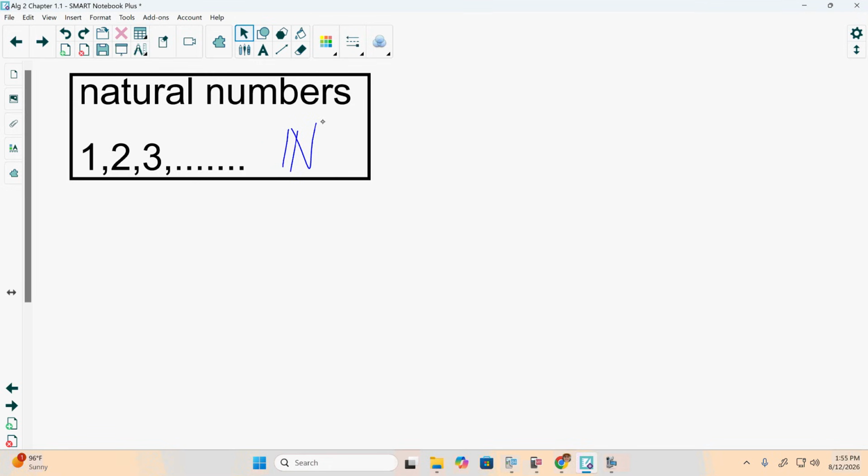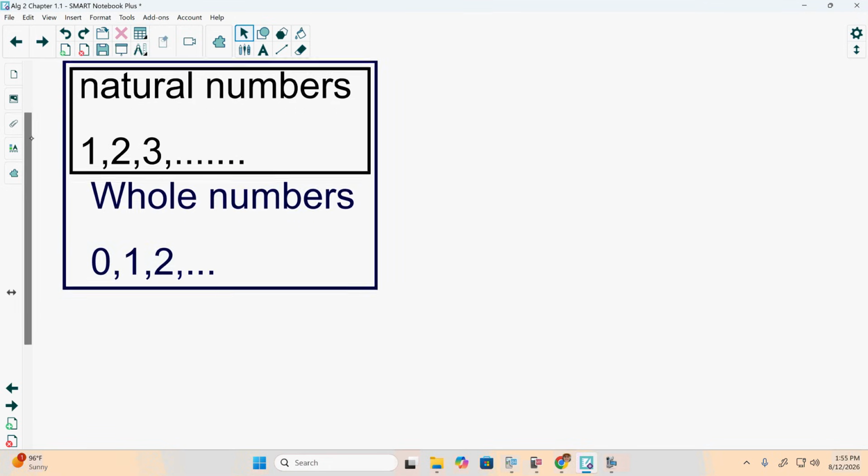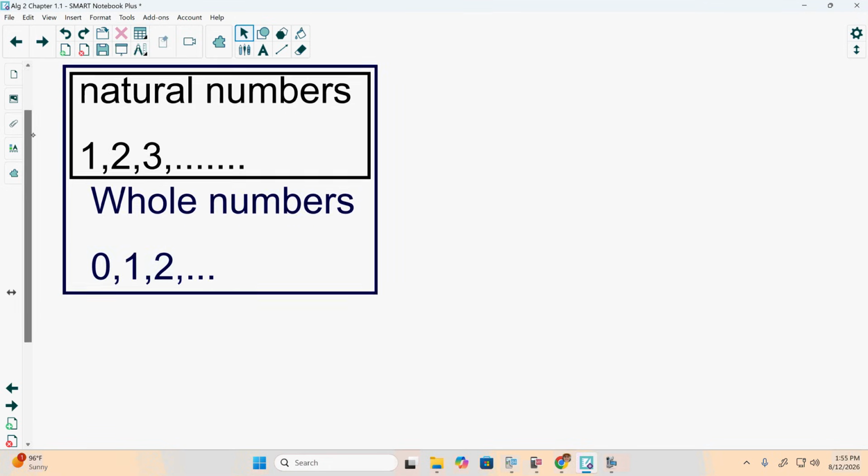Our next group that adds to the natural numbers are the whole numbers. Does anybody see the difference between natural and whole numbers? There's only one thing. 0.